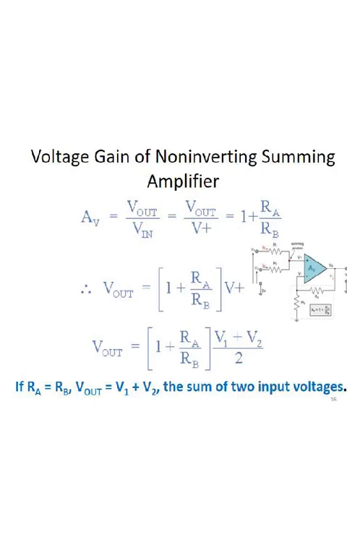The gain of the non-inverting summing amplifier is given by AV is equal to V out by V in, that is given by 1 plus RA divided by RB. So the final output voltage is given by 1 plus RA divided by RB into (V1 plus V2) divided by 2.